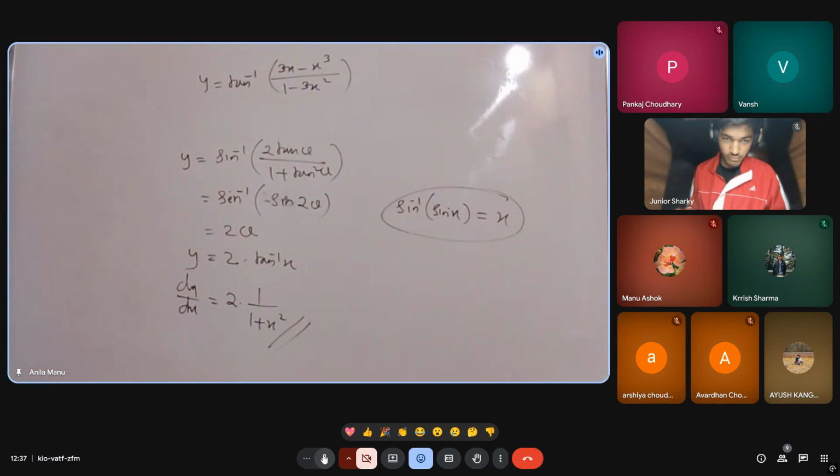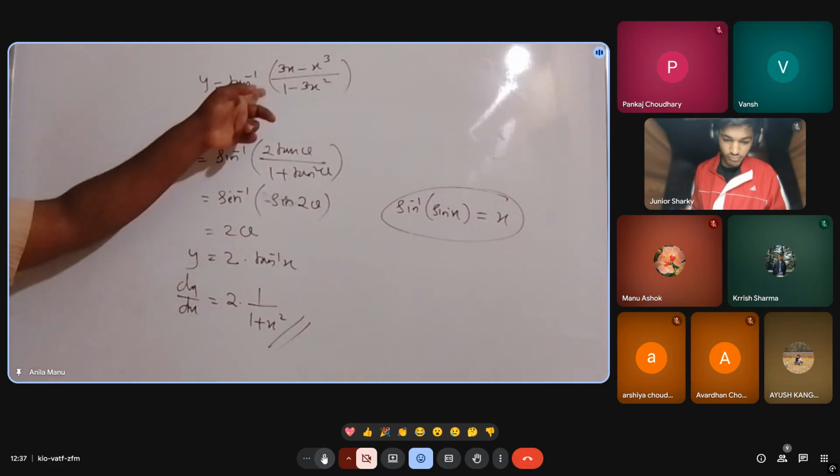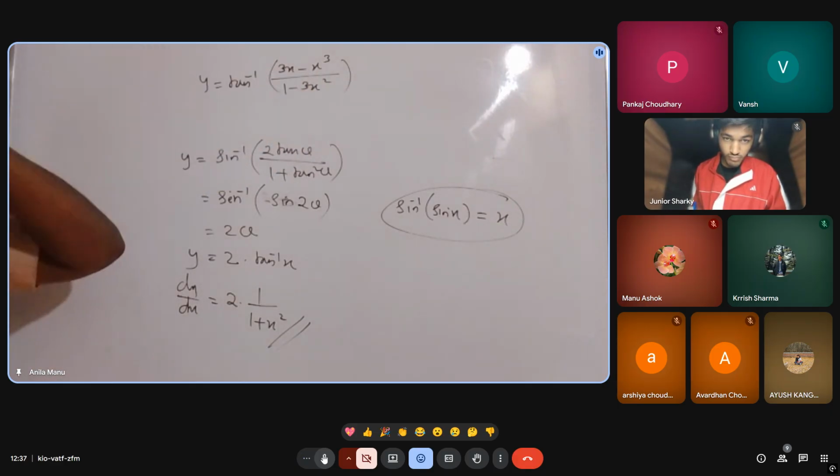Okay. Come on, try it, all of you. Next one. Y is equal to tan inverse of 3x minus x cube by 1 minus 3x square. Try yourself, the same way. Simple question.